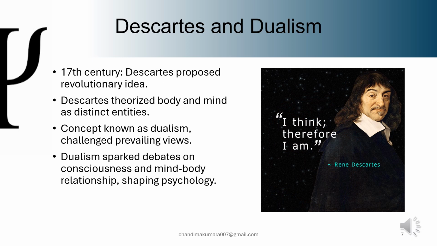In the 17th century, French mathematician and philosopher René Descartes proposed a revolutionary idea. Descartes theorized that the body and mind are distinct entities, each with its own existence and properties. This concept, known as dualism, challenged prevailing views and laid the groundwork for modern philosophical and psychological thought. Dualism sparked debates about the nature of consciousness and the relationship between the mind and body that continue to shape psychology today.